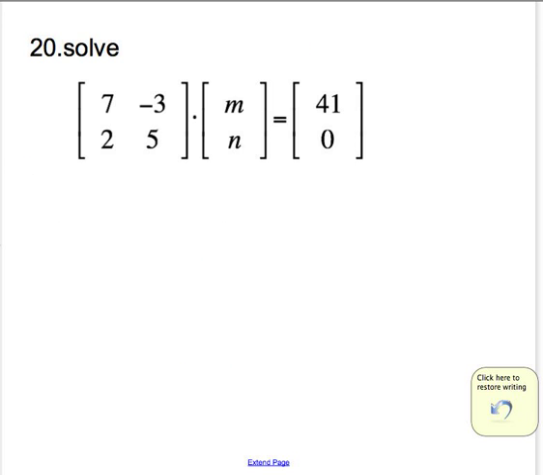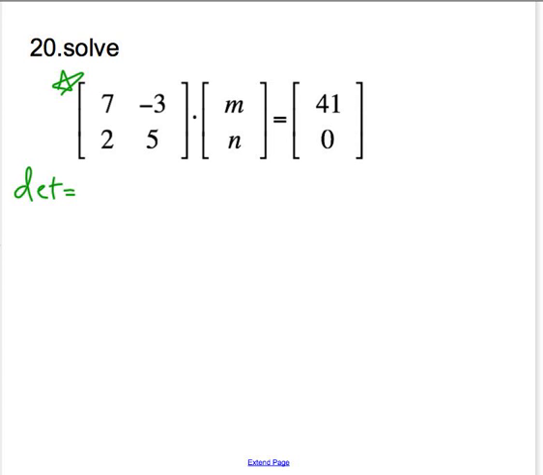If I go to problem number 20, it says solve. I have to find what m and n is equal to. In order to be able to solve a matrix equation like this by hand, first I have to be able to find the inverse of that matrix that I put the little green star by. In order to be able to find the inverse, the first thing you got to calculate is the determinant.